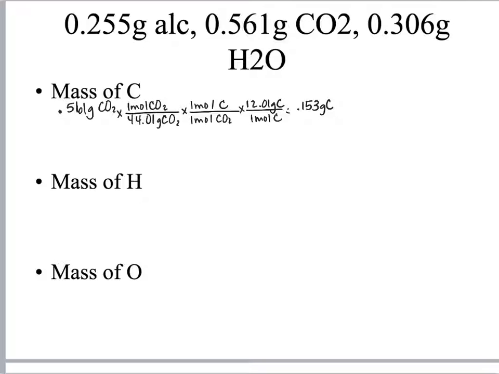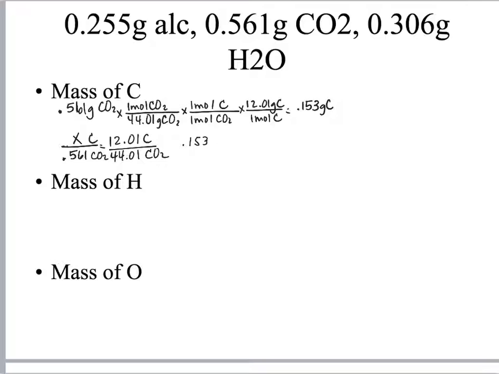The other way that you could set this up that might be a little bit easier for you is think of it as a proportion. There's some part of the CO2 sample that's made of carbon, just like there's part of the CO2 gram formula mass that's made out of carbon. If you solve this proportion, you will come up with the same answer of 0.153. So if that's an easier method for you to think of it as part over whole equals part over whole, then go for it.